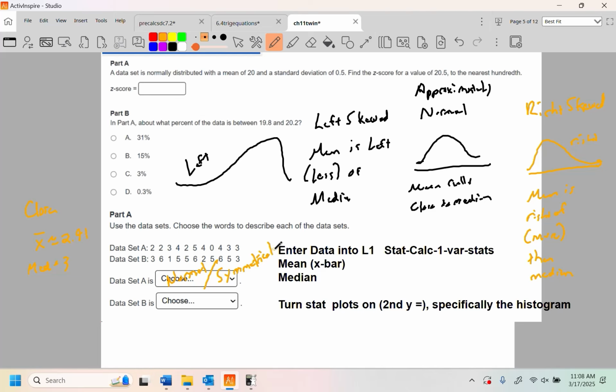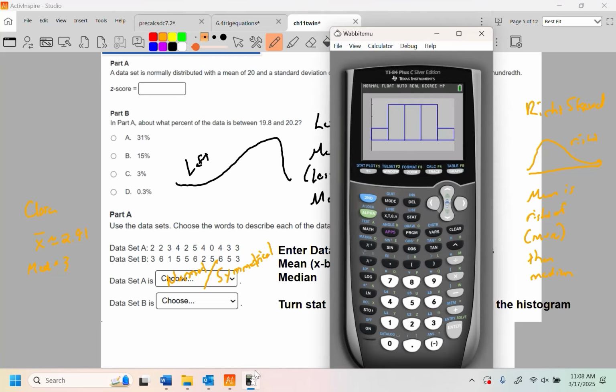All right, data set B is up next. So stat, edit, clear out. There's going to be at least like 10 of you guys that try to put this one in list 1 and the other one in list 2. Like, I already know what you're going to do. Be glad that breathing is an autonomous function.